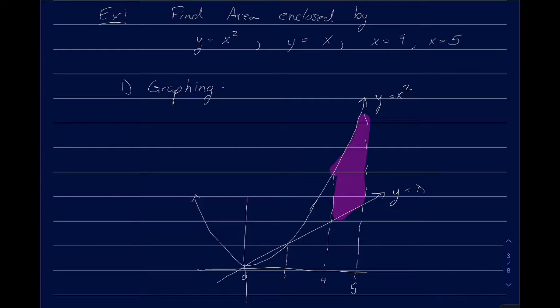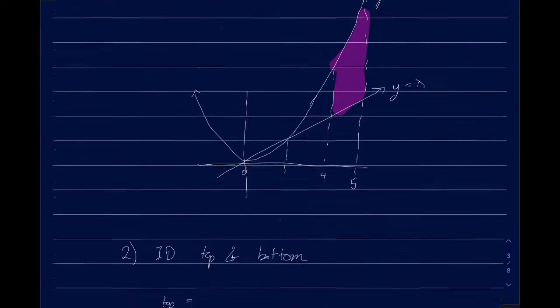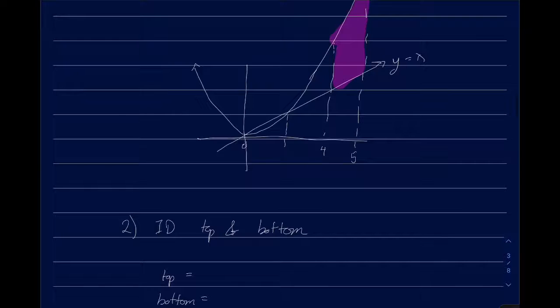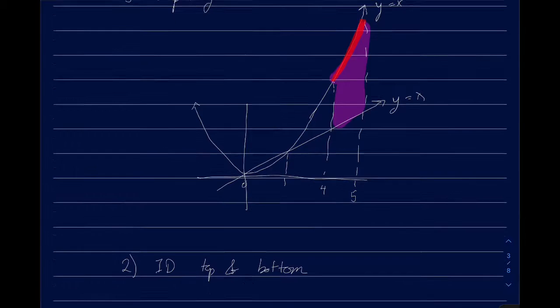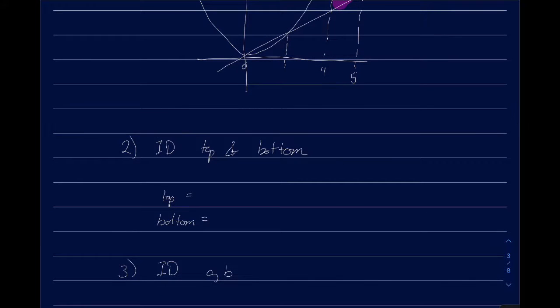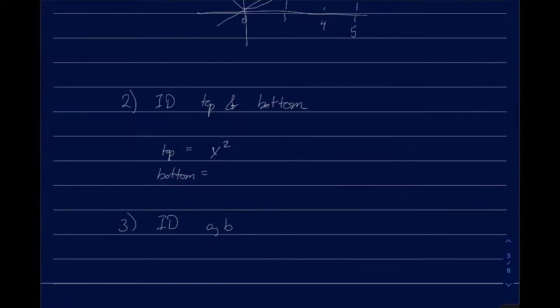Okay, so now that we've graphed it and we know what region we're taking the area of, let's go ahead and find the top and the bottom curves. So the top is this guy right here. It's just our x squared. So the top is x squared. And that tells us what our bottom curve is going to be. It's going to be this guy right here, which is x. So let's go ahead and plug x in for our bottom.